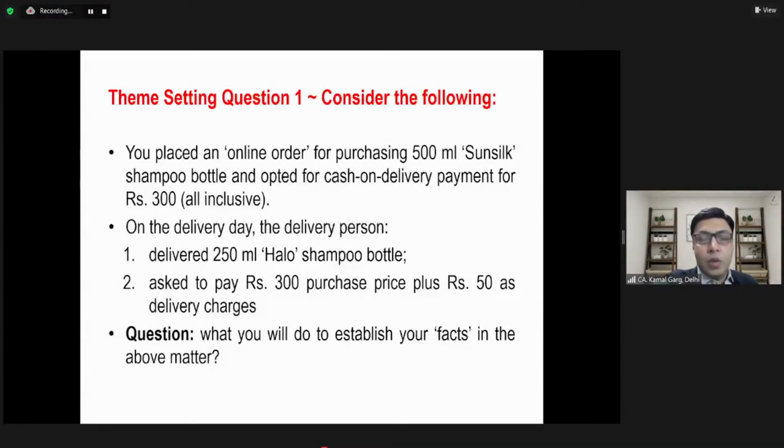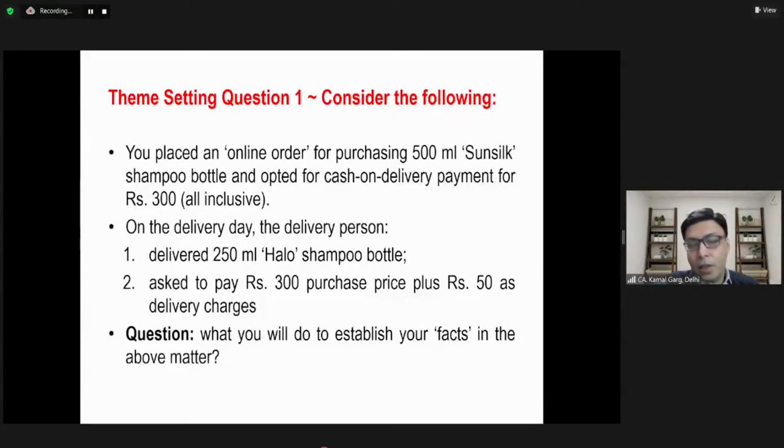Thank you. So I'm reading this question once again. You placed an online order for purchasing a 500 ml Sunsilk shampoo bottle and opted for cash on delivery payment for rupees 300. So 300 is all inclusive. Now what happened on the delivery day, the delivery person came to your house and he delivered a 250 ml Hello shampoo bottle. Plus, he also asked you to pay rupees 300 purchase price and rupees 50 as delivery charges.